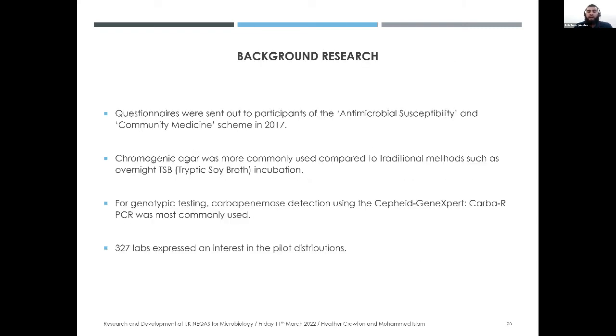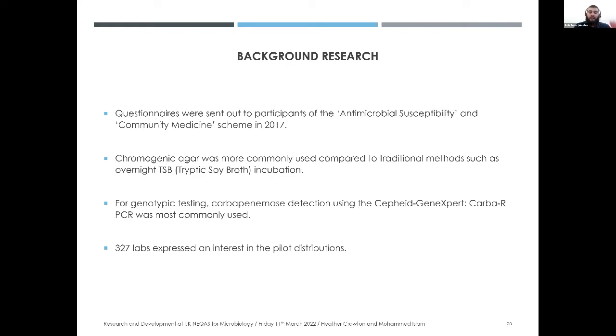A questionnaire was sent out to participants of the antimicrobial susceptibility scheme and the community medicine scheme in 2017 to identify if labs currently screen for CPO, what screening methodologies and genotypic testing labs carry out, and if they would be interested in participating in a pilot study.